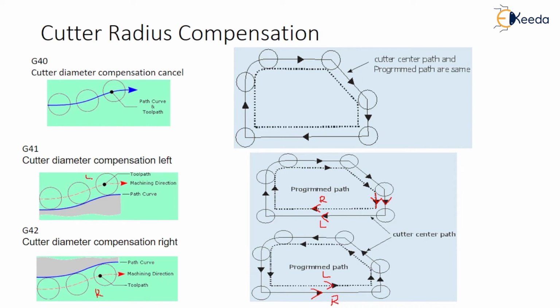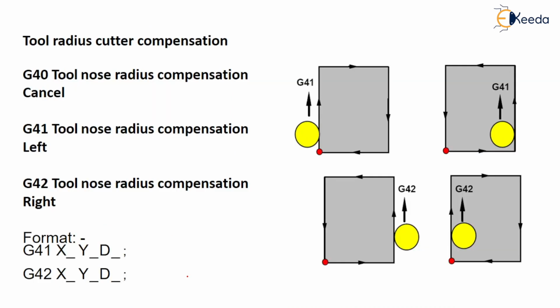Okay. Hope you understand very well. This is the path of the curve and this is the compensation on the right side. So these points are very important. If you clear these points, then only can you easily use this radius compensation. That is also shown in this figure. So G40 is tool nose radius compensation cancel, G41 is radius compensation left, G42 is radius compensation right.